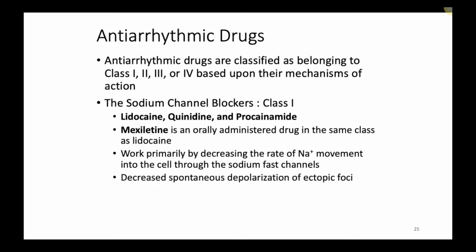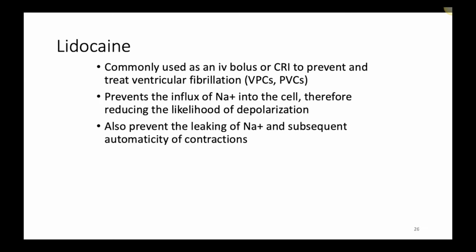Mexiletine is often used for boxer cardiomyopathy. Okay, keep that in mind. Lidocaine is commonly used as an IV bolus or CRI to prevent and treat ventricular arrhythmias. So VPCs or PVCs, whatever you want to say. So that's ventricular premature contraction. Same thing, either way it's contraction.